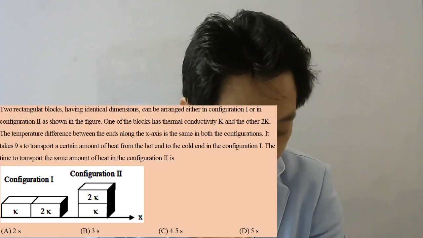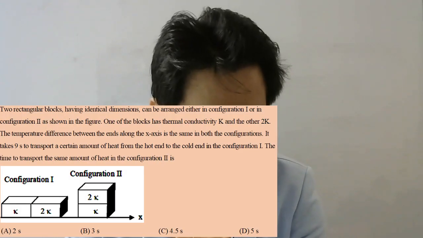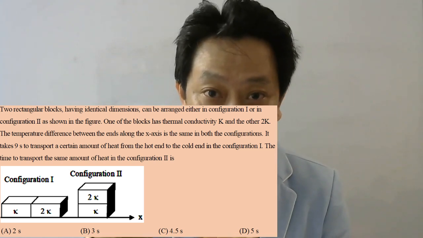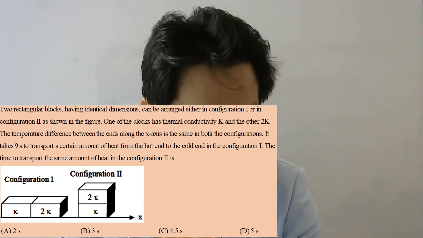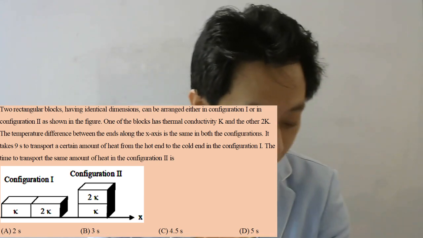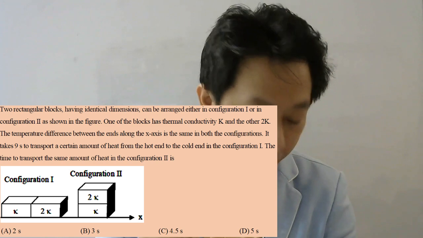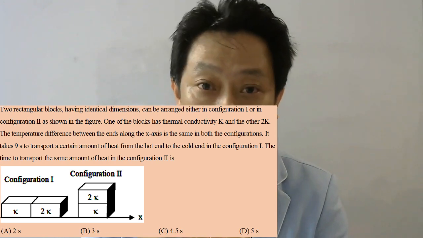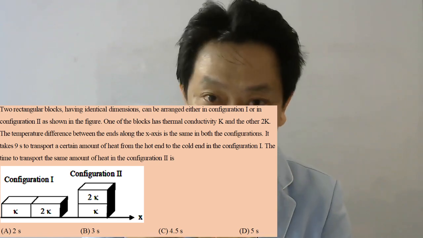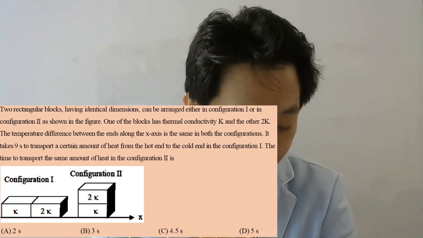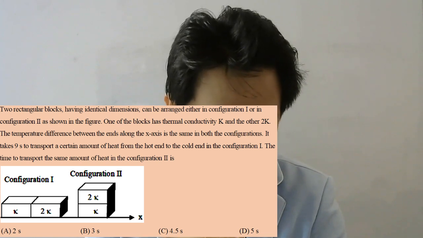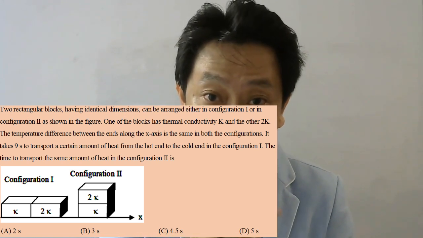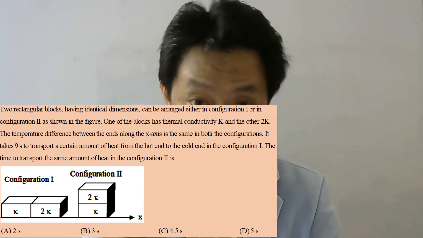It says two rectangular blocks having identical dimensions. Identical dimensions means what? Length and area will be same. Can be arranged in configuration 1 or configuration 2 as shown in the figure. One of the blocks has thermal conductivity K and the other has 2K, like the previous ones. The temperature difference between the ends along the x-axis is the same in both the configurations. So temperature difference is same for both configurations.